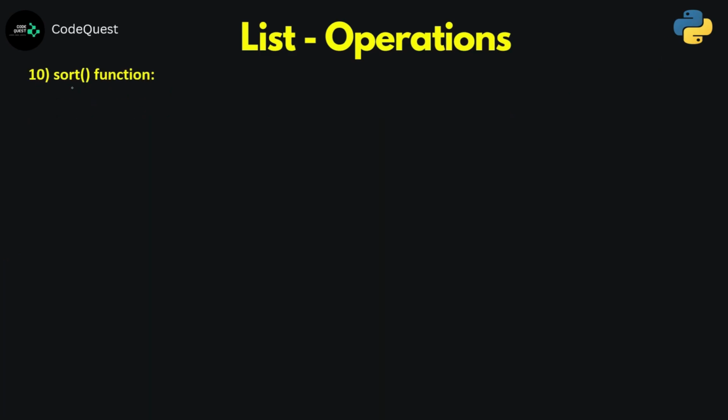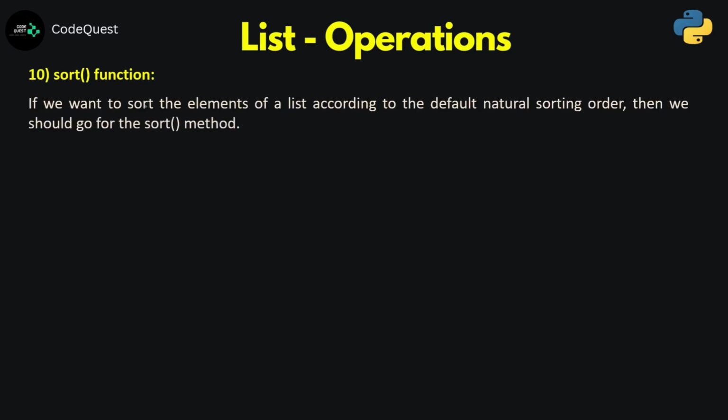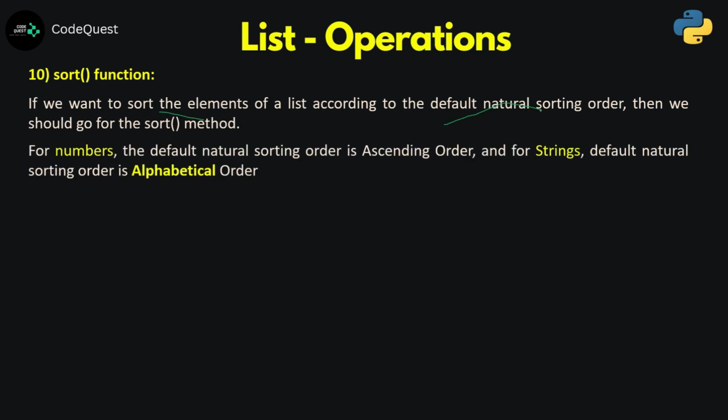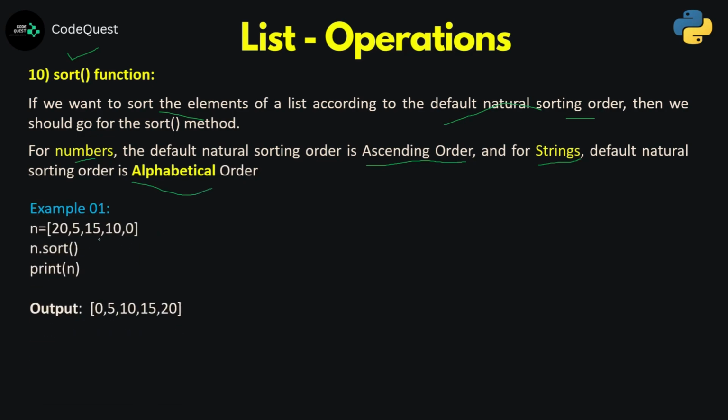Now the last function, that is the sort function. The sort function is going to sort the elements of a list in a particular order. If you want to sort the elements according to the default natural sorting order, then we can call upon this sort method. Assuming we have a list where only numeric values are there, it is going to give us the ascending order of those values. If your list has strings, then the order is going to be alphabetical. Okay, so let's see this.